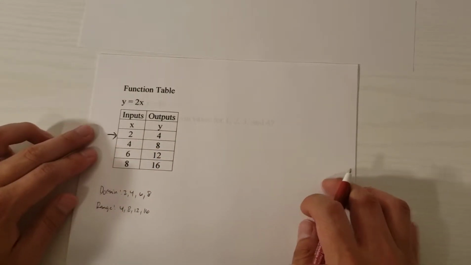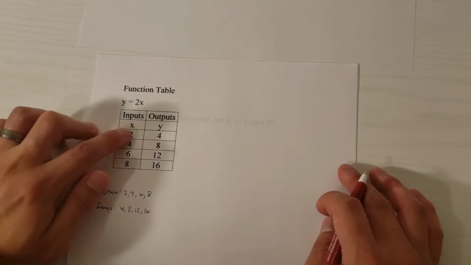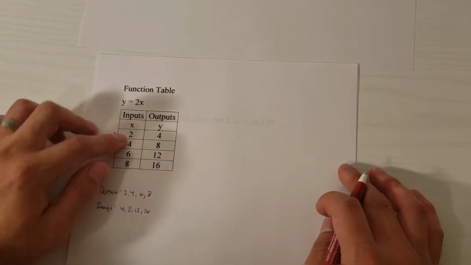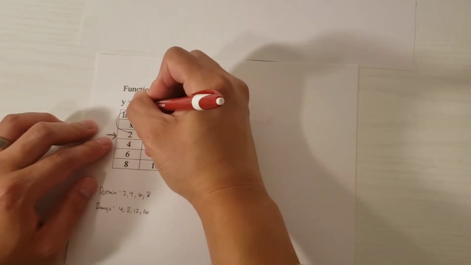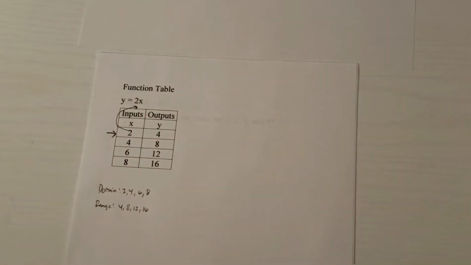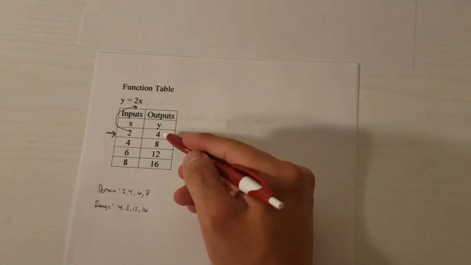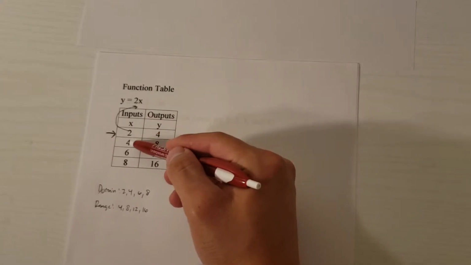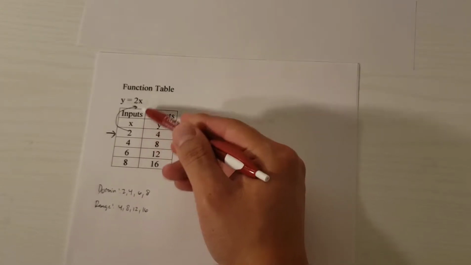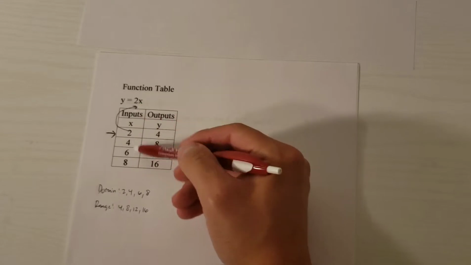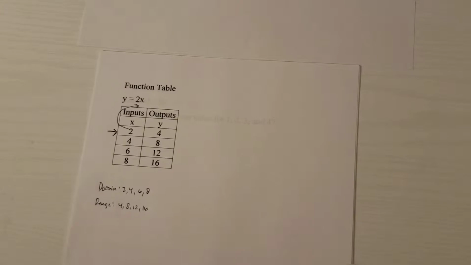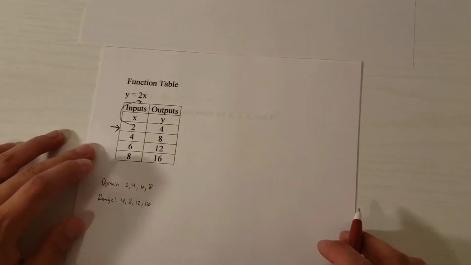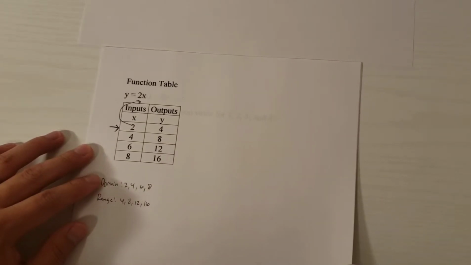So when we look at this kind of function, we can see that every time we have an x, we plug it back into the equation. So we'll go over here for that x, and when we do that, we notice that we'll get the output of 4. If we do the same thing for 4, we'll get 8, and the same thing for 6, we'll get 12, and for 8, we'll get 16. So that's how you identify the domain and range for this function table.